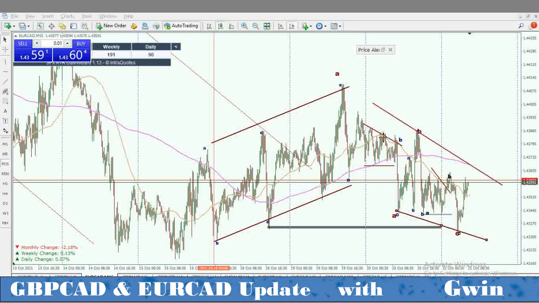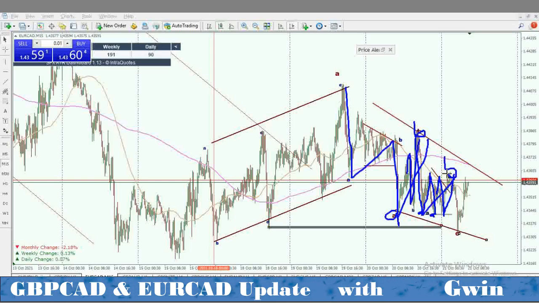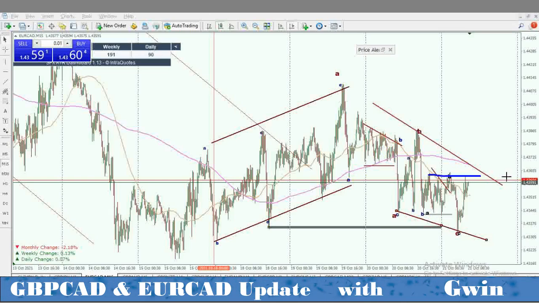I'm looking at a drop, A, B, C for a B, because here you can have A, B, C for an A, B, C for a B. Then you have a drop to form C. If that is complete, we're looking at buying anything above the previous leg.